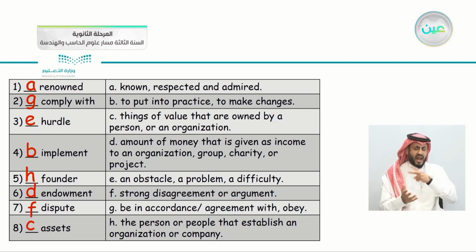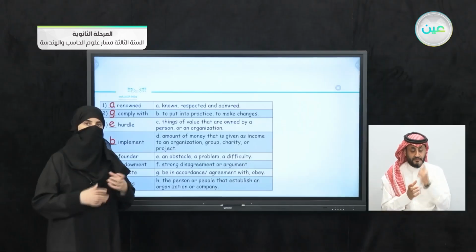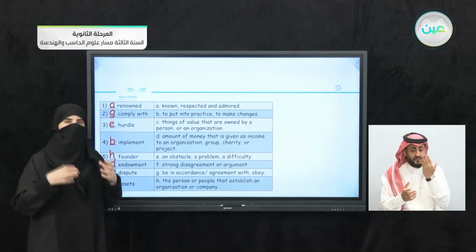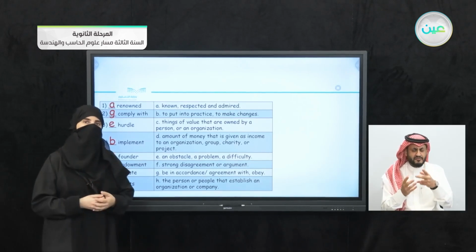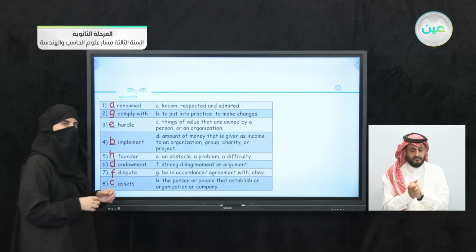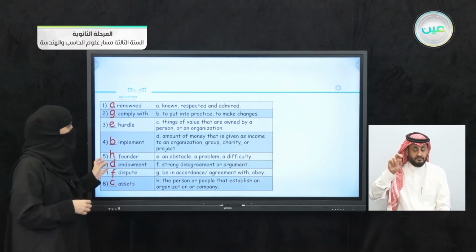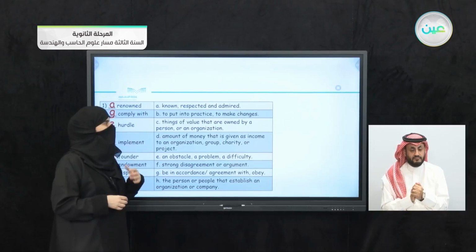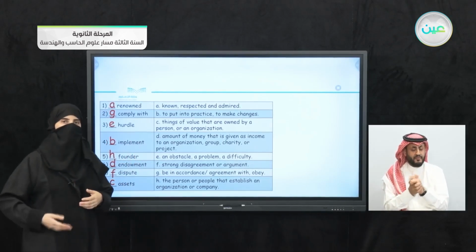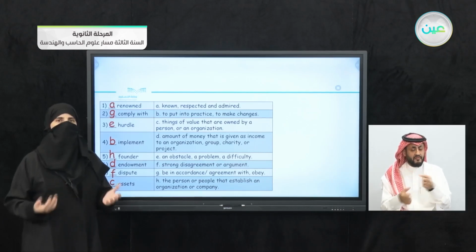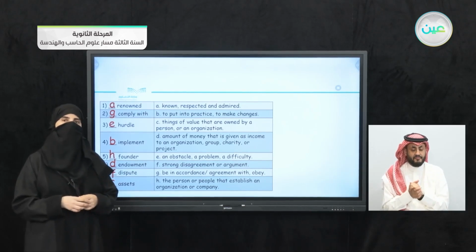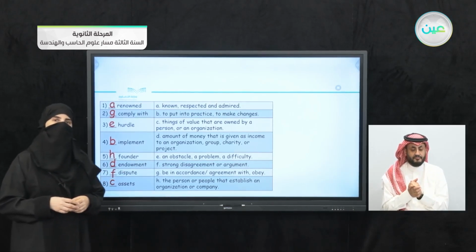Now you can see that a lot of words, you can connect them together and remember their meanings just by reading the words and focusing on what they have in common. Now this leads us to the last word, which is assets. Assets are things of value that are owned by a person or an organization. Of course, they can be money, houses, cars, or different things that are owned by the same person or organization, as we mentioned.